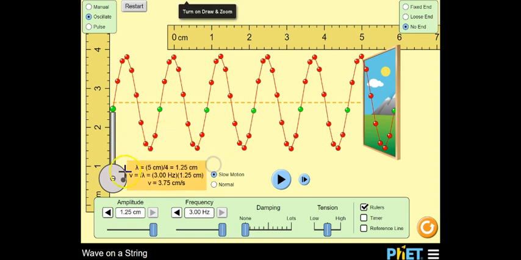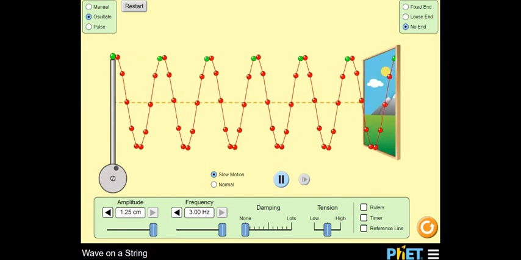So you can see over here I've done a little bit of calculation. The wavelength is going to be 5 centimeters divided by 4 waves, which gives me 1.25 centimeters for a wavelength. And then using the wave equation v = fλ, with the new frequency of 3 hertz and the new wavelength of 1.25 centimeters, I get the same speed. So that means that the frequency of the wave only affects the wavelength, yet the speed of the wave is not changing. So what are the factors that affect the speed of the wave?